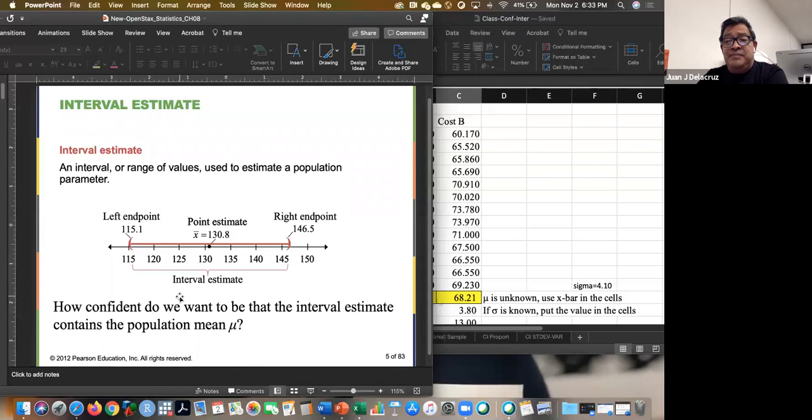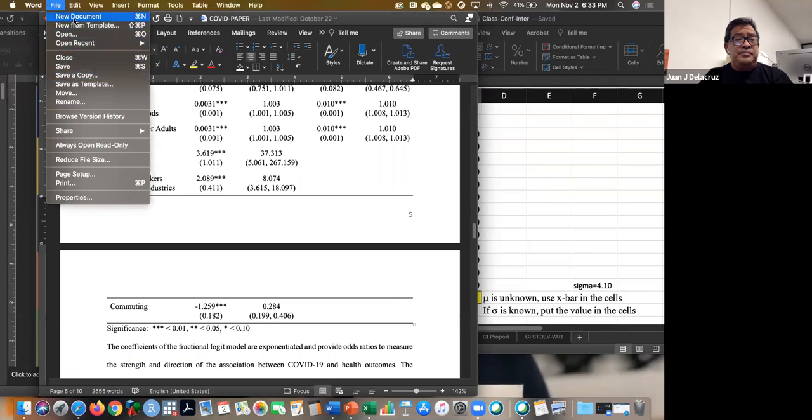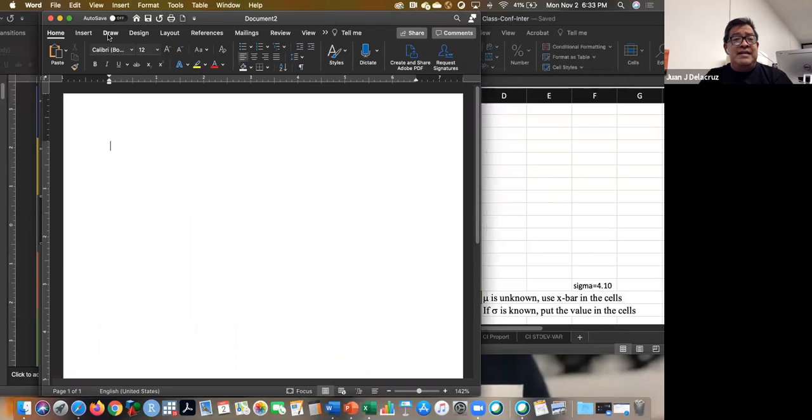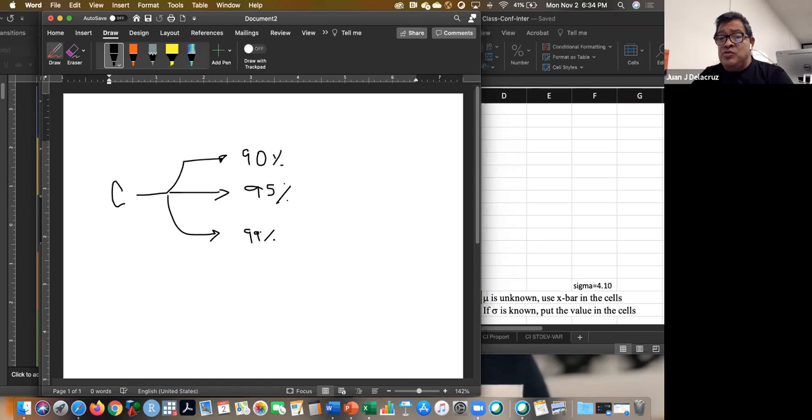So in many cases, if you are a researcher, confidence levels can be, for example, 90%. It can be 95%, or it can be 99%, right? So that depends on how willing to allow mistakes you are.